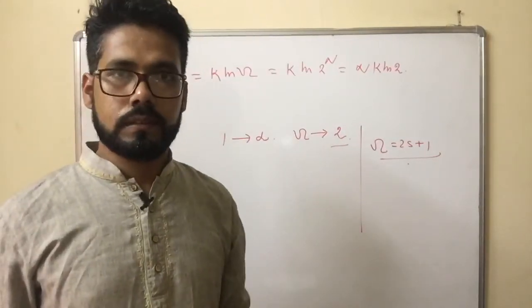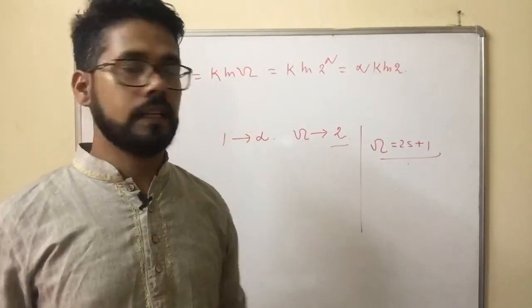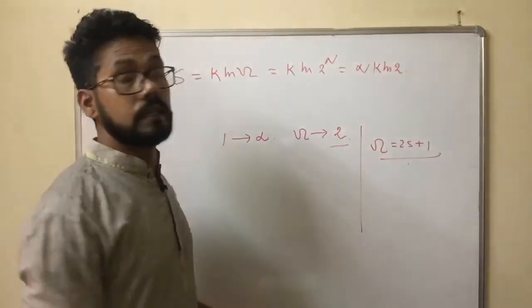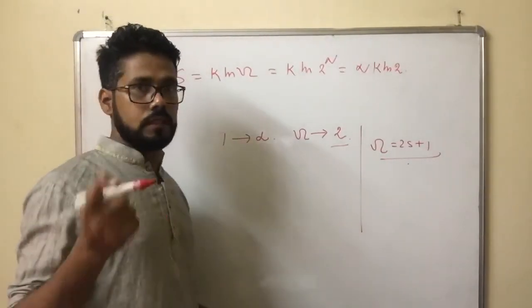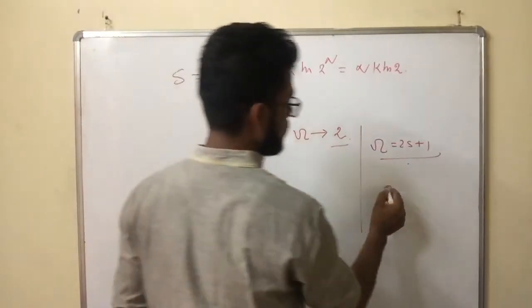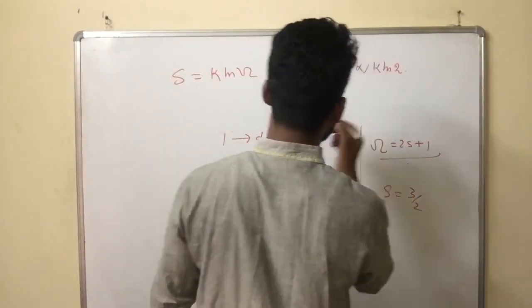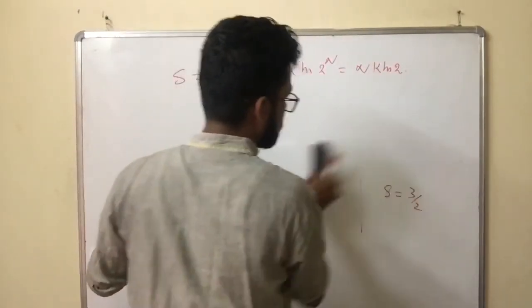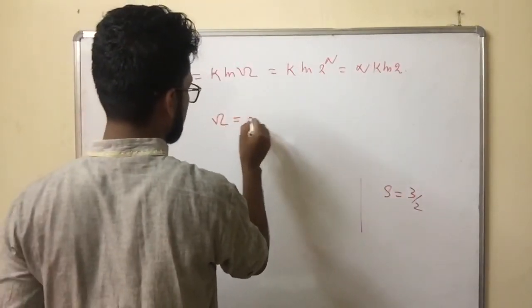A particle is a fermion, but it is not an electron. Suppose the particle has a spin of 3/2. Spin 3/2 is also a fermion. Then what will be the total number of microstates? How can you define the number of microstates?